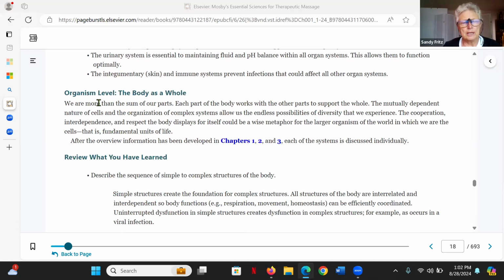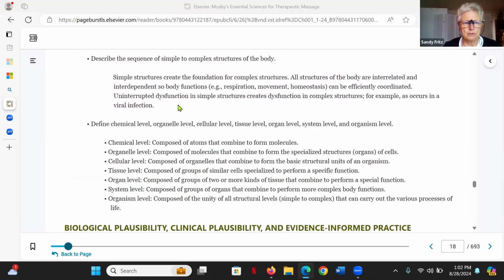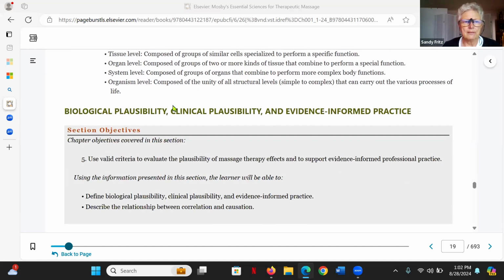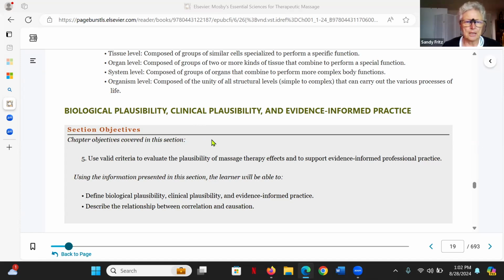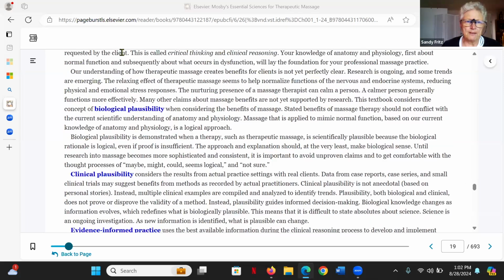And then we get to this idea of the body as a whole and review what you've learned. This segment is not typical in a standardized anatomy and physiology book, but it is supportive of the idea of critical thinking and how we are going to adapt to each client as we provide massage for them. So it defines each of these.